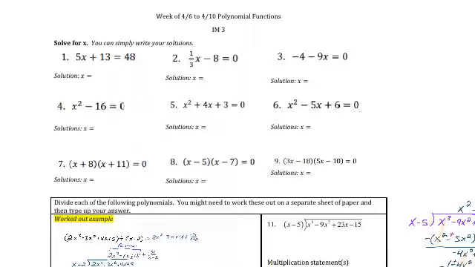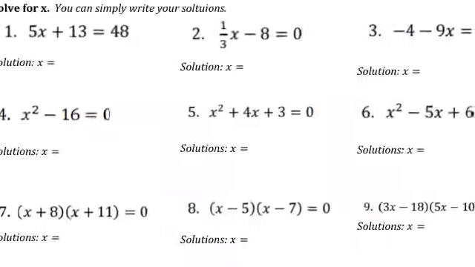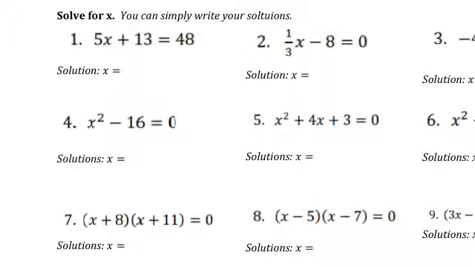Going over the solutions, you have to use inverse operations for the first three to solve for x. So in this case, for number one, you would first subtract 13 from both sides, and you end up with 5x is equal to 35. Divide both sides by 5, you end up with 7.